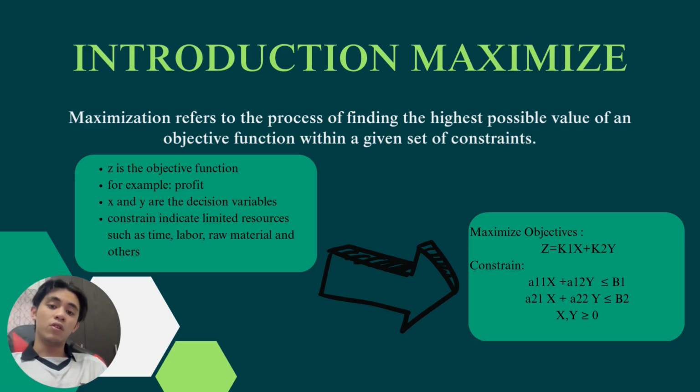Okay, so on the right side, maximize objective Z equals K1X plus K2Y. Constraint: A11X plus A12Y less than or equal to B1. A21X plus A22Y less than or equal to B2, and X, Y greater than or equal to 0.